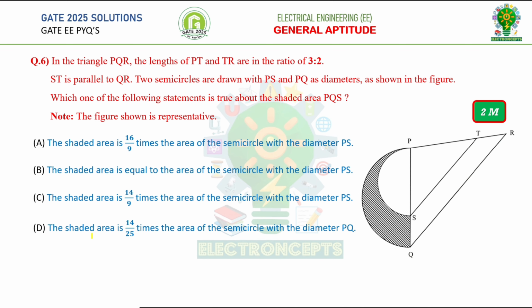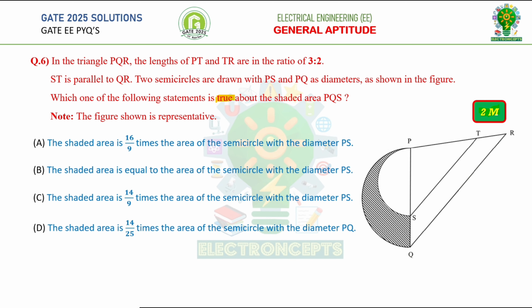Now, let's solve the next question. Question number 6. This is a 2 mark question. In the triangle PQR, the lengths of PT and TR are in the ratio of 3:2. ST is parallel to QR. Two semicircles are drawn with PS and PQ as diameters. Which of the following statements is true about the shaded area PQS?